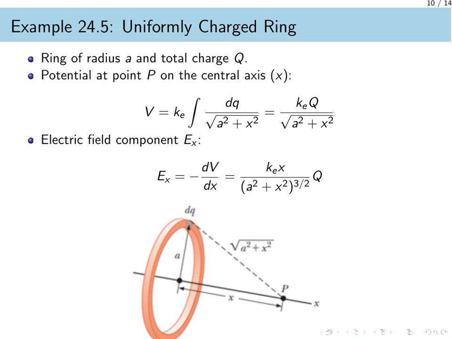When we integrate dq around the ring, the distance is constant and comes out of the integral. The total potential is simply Coulomb's constant times the total charge q divided by the square root of a squared plus x squared. By taking the negative derivative of this potential with respect to x, we easily find the x component of the electric field along the axis.